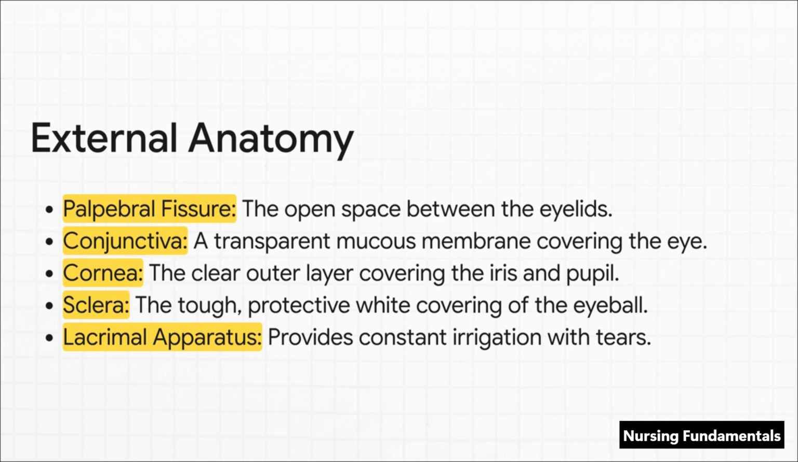You've got the palpebral fissure. That's just the space between the eyelids. You want to check that for symmetry. Then there's the conjunctiva, that super thin, clear membrane. That's your go-to spot for checking for redness or inflammation. And of course, the lacrimal apparatus. That's the tear factory and drainage system, keeping everything lubricated. And you know how common dry eye is, so it's a big one to ask about.